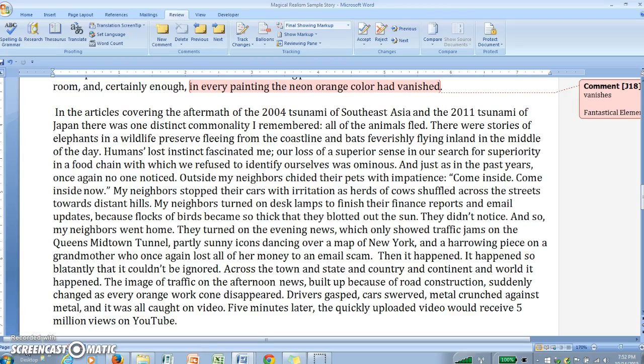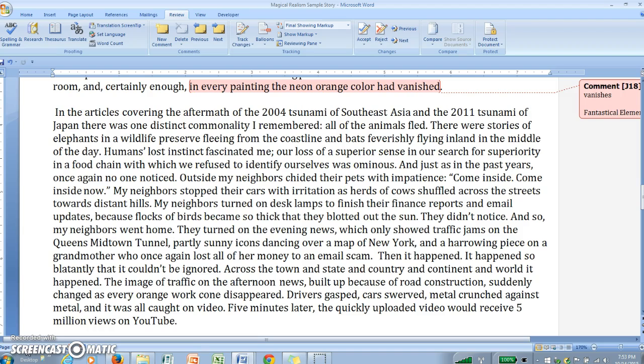Welcome to video 3 of how to write a magical realism short story. This is the second part of the rising action. So far in the story, the narrator has explained that animals ranging from ants all the way to dogs are fleeing towards nature, towards safety.